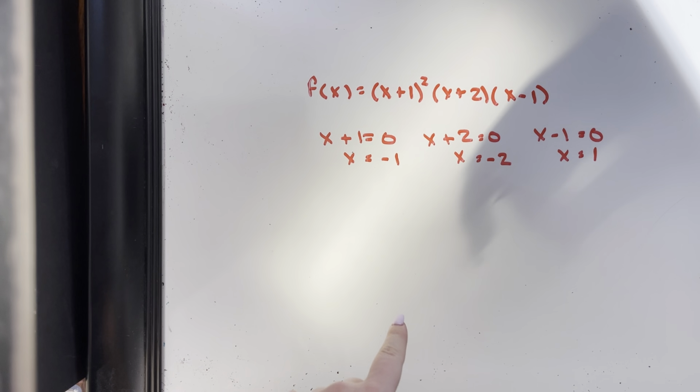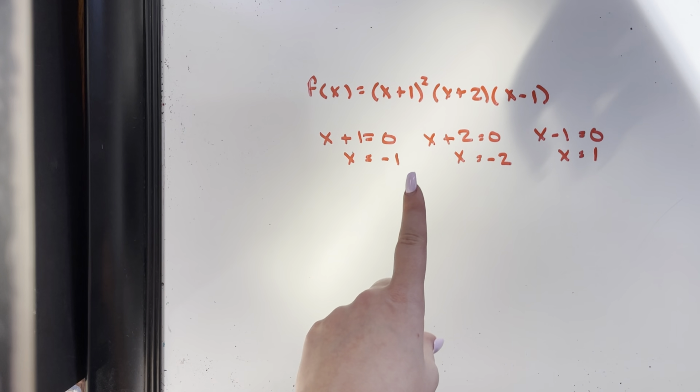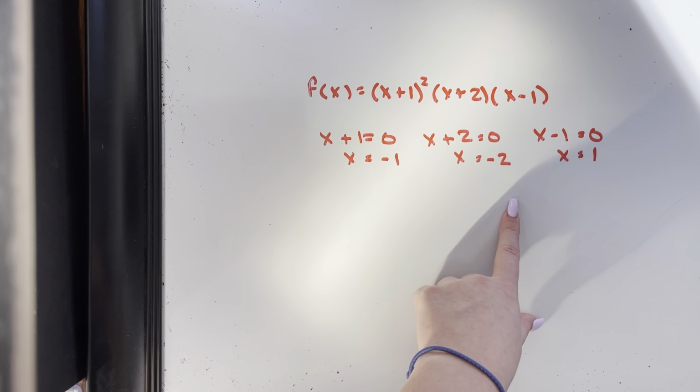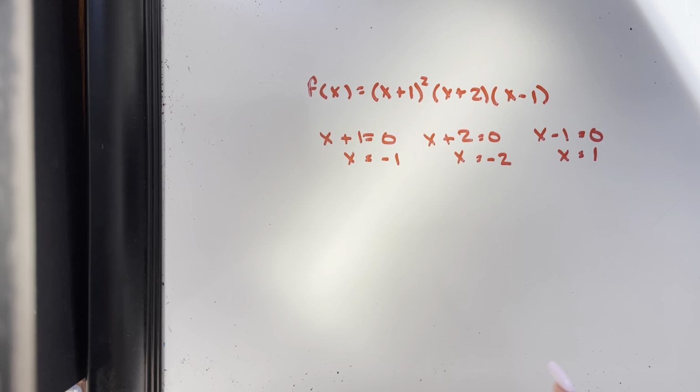Okay, so there are a few more things you need to find before you are able to graph a polynomial like this one. We already found the x-intercepts, and now you need to find the degree, the leading coefficient, the end behavior, and then the y-intercept.